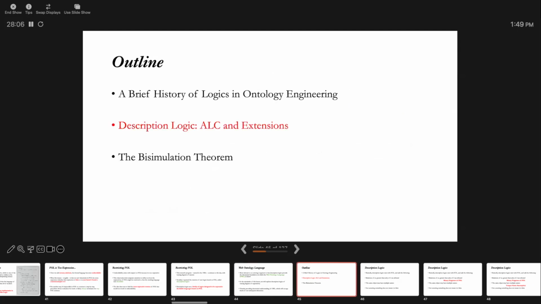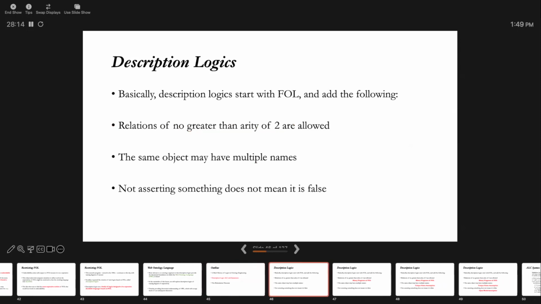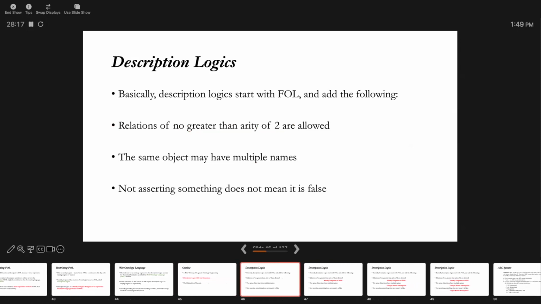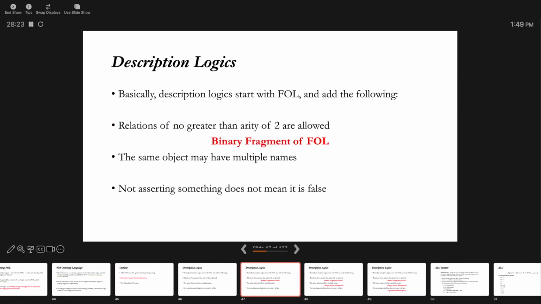Okay, but now with that background, let me talk about description logics. These things I've been gesturing at. Basically, they're logics that start with first order logic and add the following constraints. Relations of no greater arity than 2 are allowed. This is what I've been pointing to as a binary fragment of first order logic.